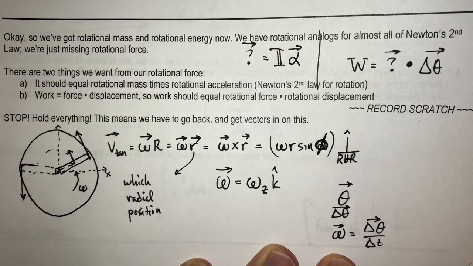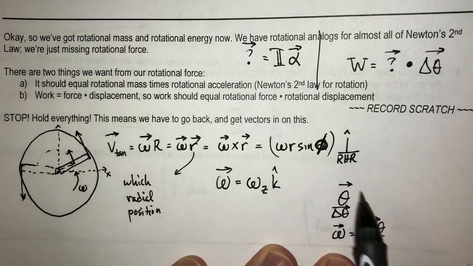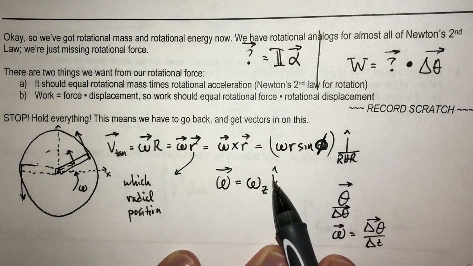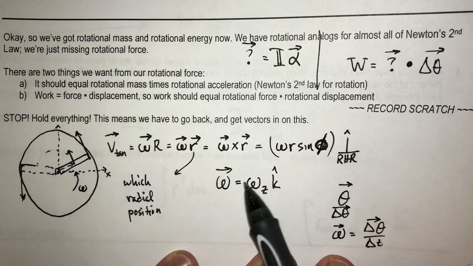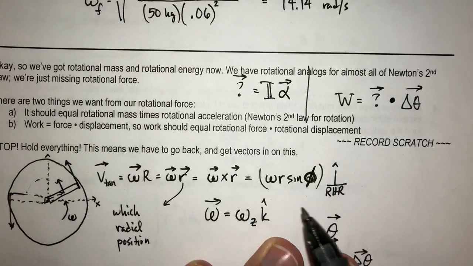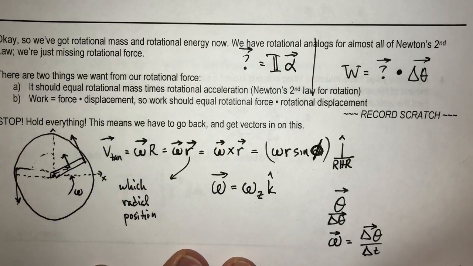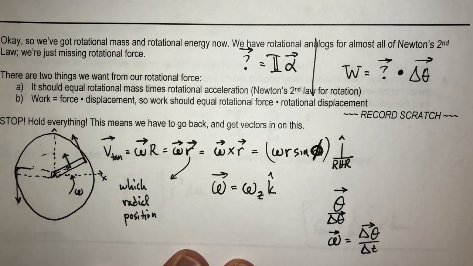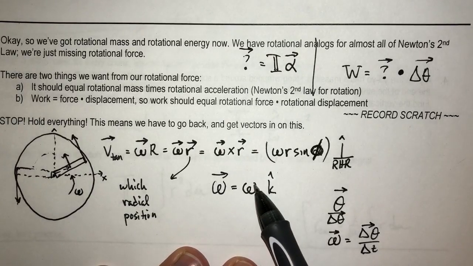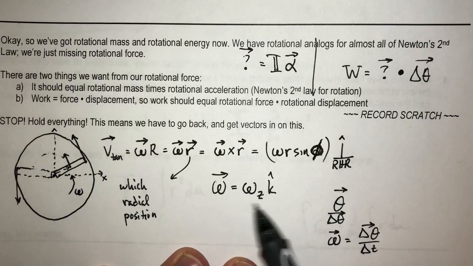And in the textbook, you'll find out that a lot of the time they aren't explicit about this vector nature. They just call it omega z, because almost all of our rotations are constant in a plane. So, okay, let's define the xy plane as the plane of rotation, and then omega is always in the z direction. So they can just say, all right, let's talk about omega z.